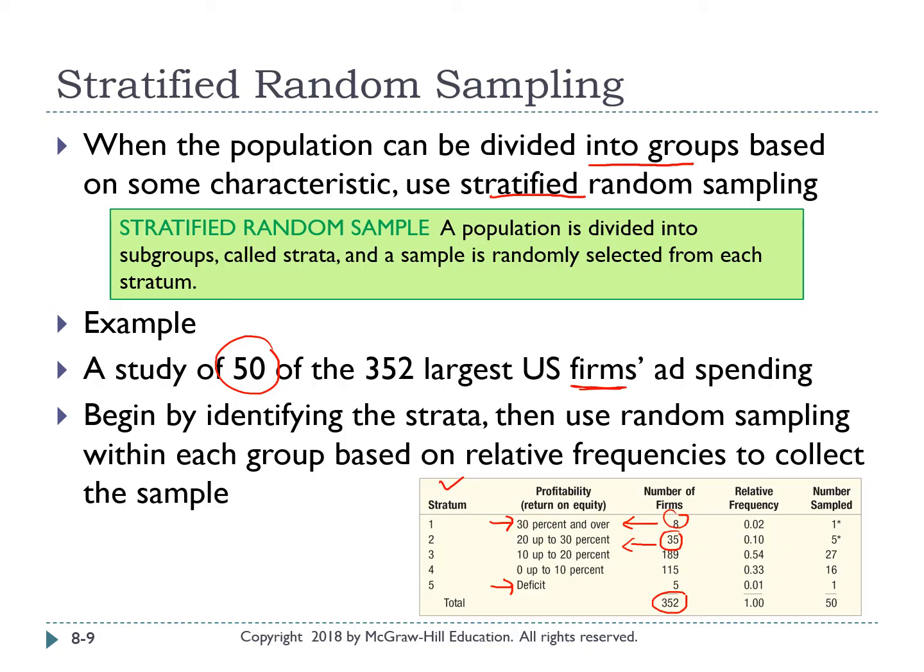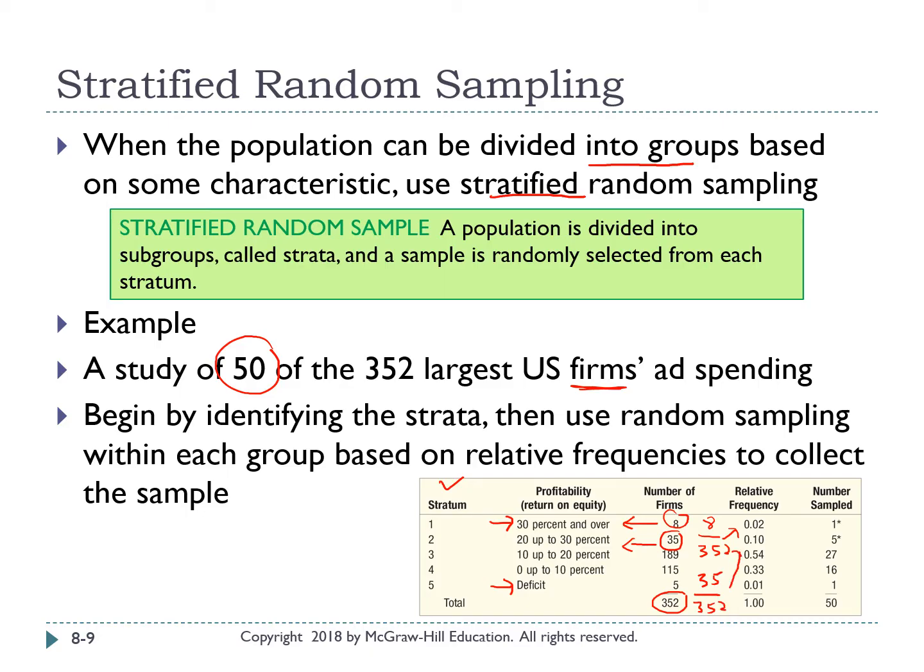Okay, so how do you want to sample from these 5 groups, or from these 5 strata? If you want to sample from these 5 groups, you have to compute the relative frequency. Okay, how to compute the relative frequency? So for the first group, you have to take the number of firms, which is 8, and divide it by the total number of the population, which is 352. So this will give you the value of 0.02. So let's try to compute the second group. You have 35 over 352, and this will give you the value of 0.10.